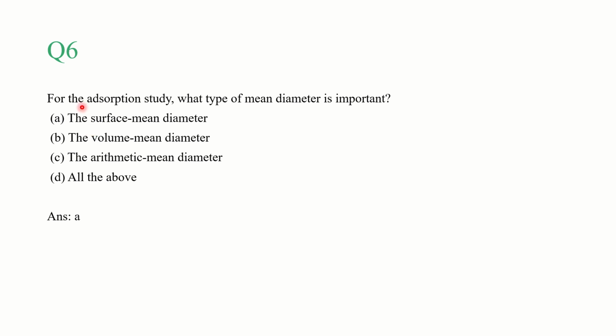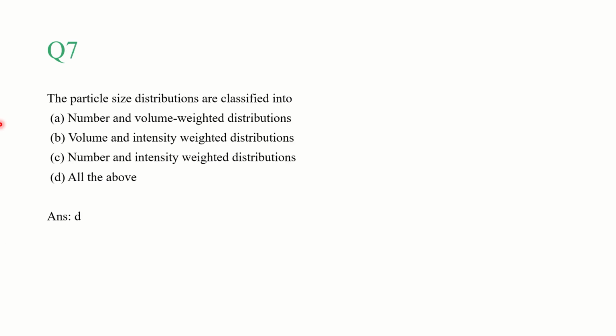So for the adsorption study, what type of mean diameter is important? The answer is surface mean diameter. Surface mean diameter is very important when we are dealing with adsorption study. Depending on other applications, volume mean diameter or arithmetic mean diameter can be used. It depends on the application purpose only, not anything else. All these are just a few parameters that can be used to describe the system as a whole, for the ease of representing the system. So now we'll move on to question 7.